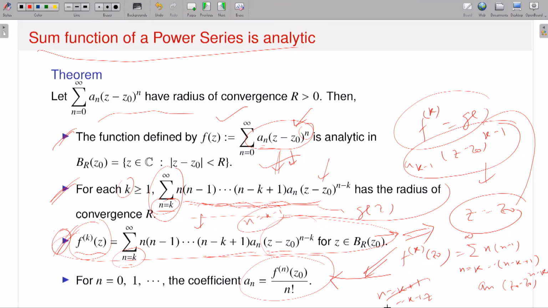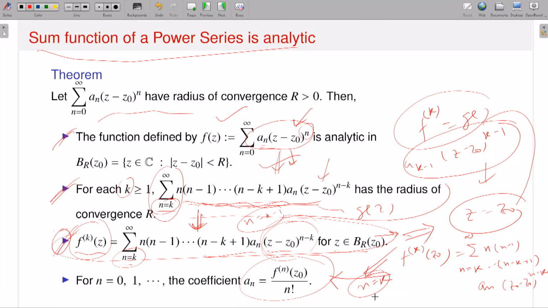Now if I have n equal to k, what will happen? If I put z equal to z naught in this sum, even though it is an infinite sum, only one term will survive, and that is exactly n equal to k. Because in n equal to k, there is no factor of z minus z naught, so it will be non-vanishing. If I take n equal to k plus 1 onwards, at least one factor of z minus z naught will be there, and if I put z equal to z naught, it will be 0. So even though the sum is infinite, only one term will survive, which is exactly n equal to k.